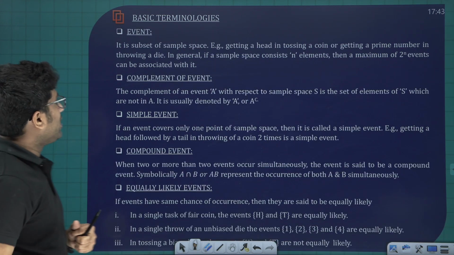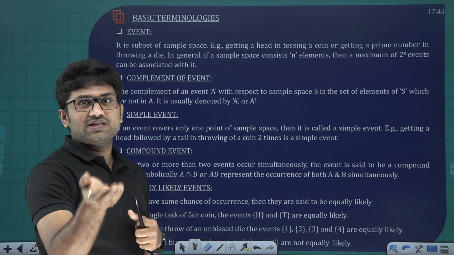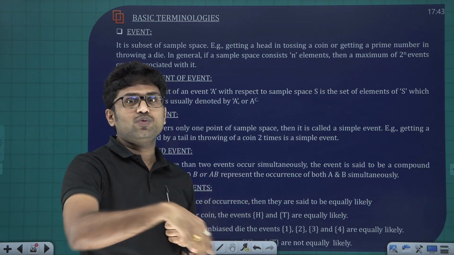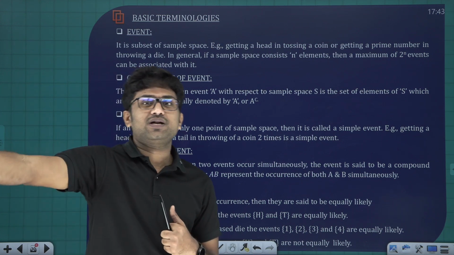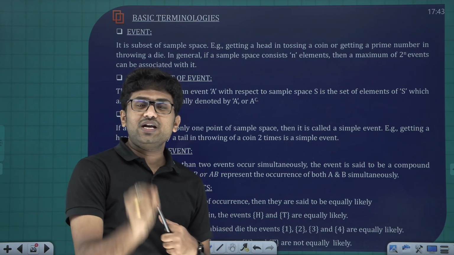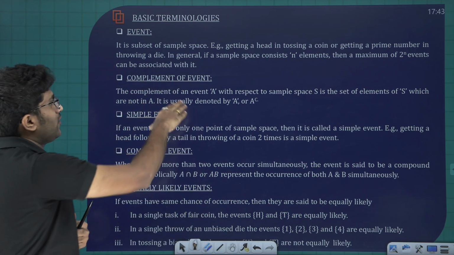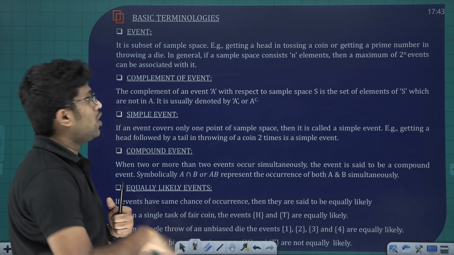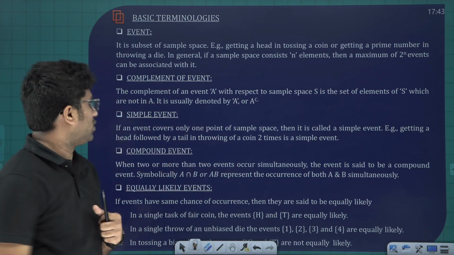Next, event: a subset of sample space. Getting a number less than 3 is our event. Less than 3 means you can get either 1 or 2. The set of 1 comma 2 is our event. This 1 comma 2 is a subset of 1, 2, 3, 4, 5, 6. So any set which is a subset of the sample space is called an event. Complement of an event means what remains when you subtract it from the universal set. In simple words, let A be any event, then not A means its complement.